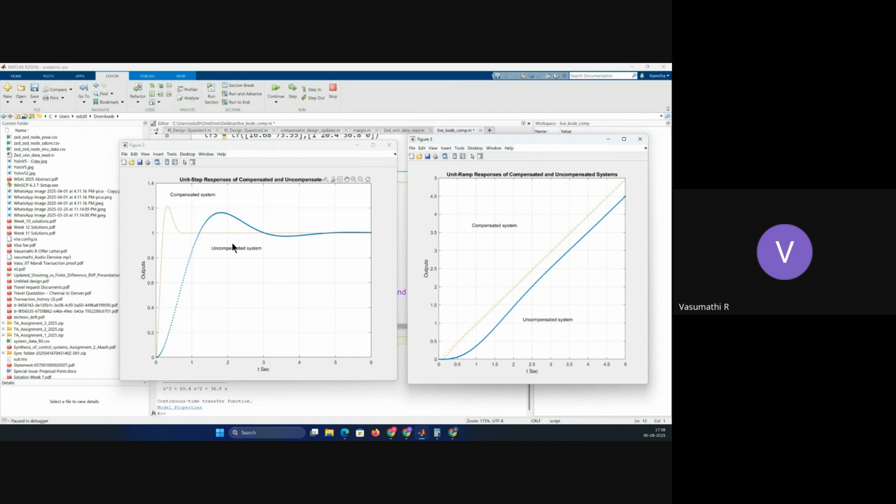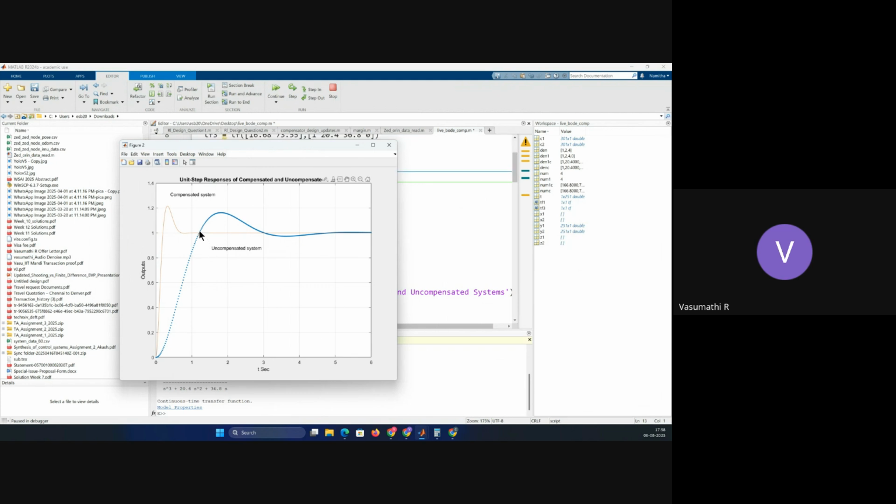You see this. This is the uncompensated system's response, where orange is the compensated system's response. If you see the settling time, this is very far. It takes a lot of time to settle, whereas the compensated system settles quickly here. So this is the unit step and ramp response of both systems. Just from the step response, you can see how well the system is being regulated. So you can play around with settling time, rise time.